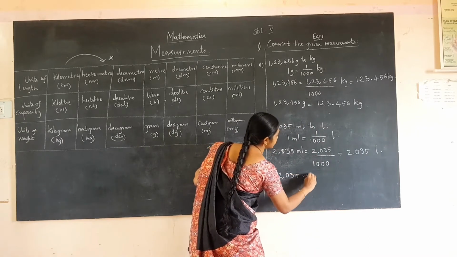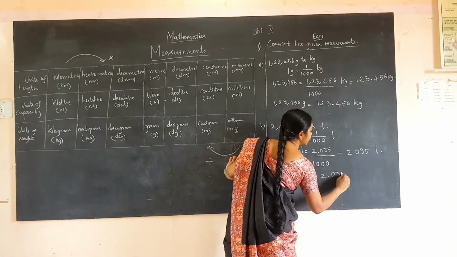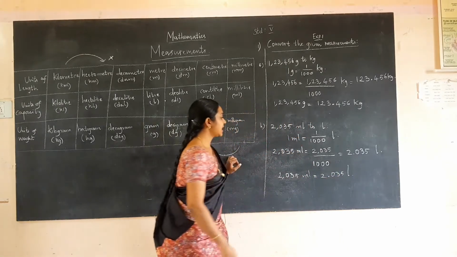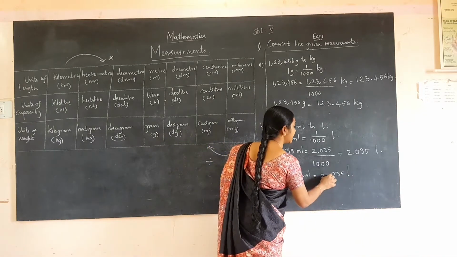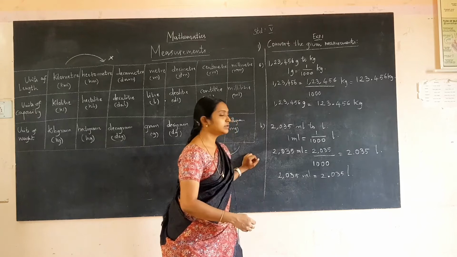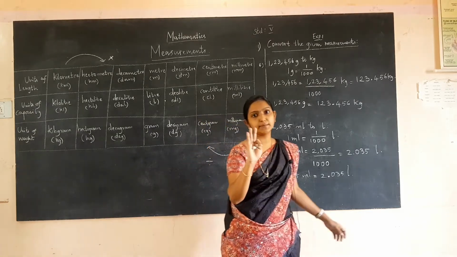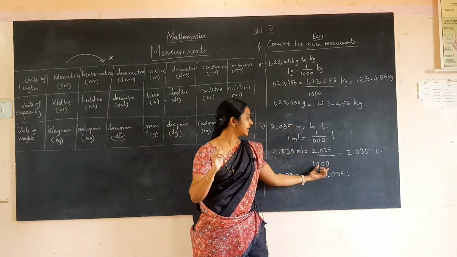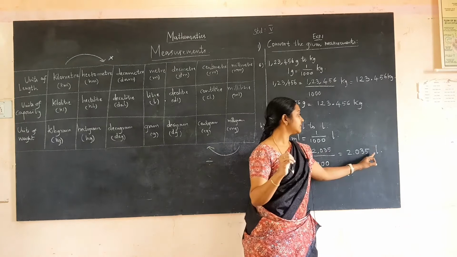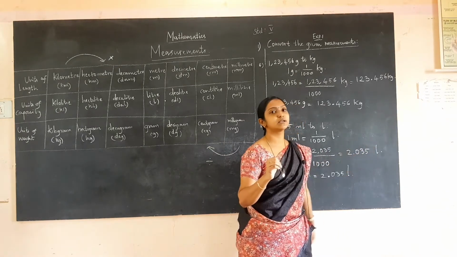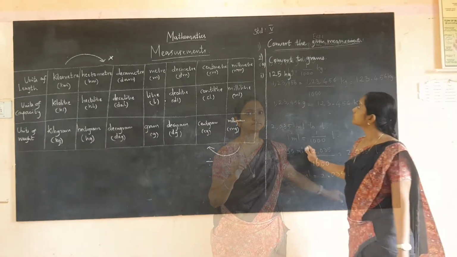2035 milliliter is equal to 2.035 liter. We have converted from milliliter to liter. We have to just divide it by 1000. Count how many places we have to move. We have to move 3 places. So we have to divide it by 1000. We are having 3 zeros. So we have to keep the decimal point before 3 places. So the answer is 2.035 liter.